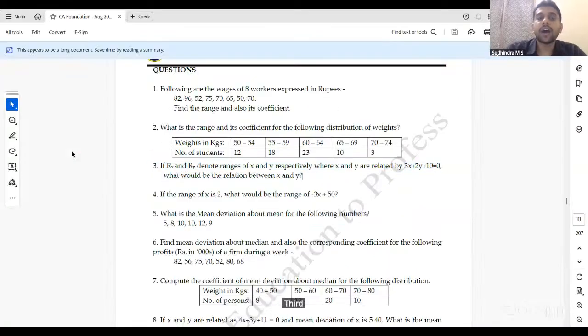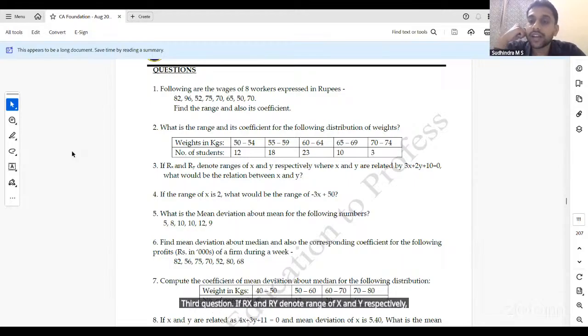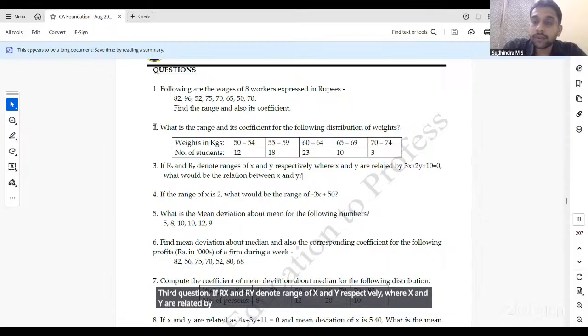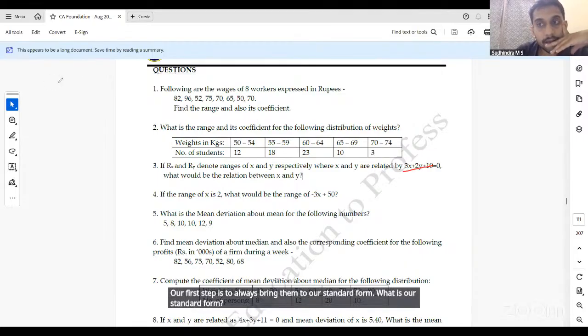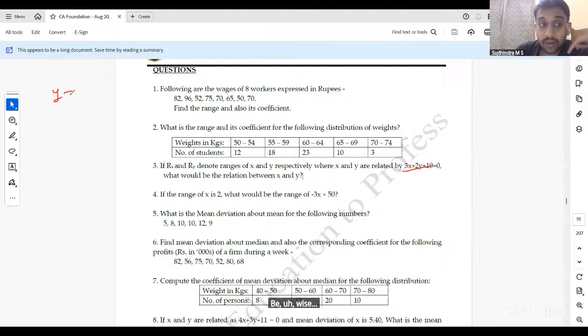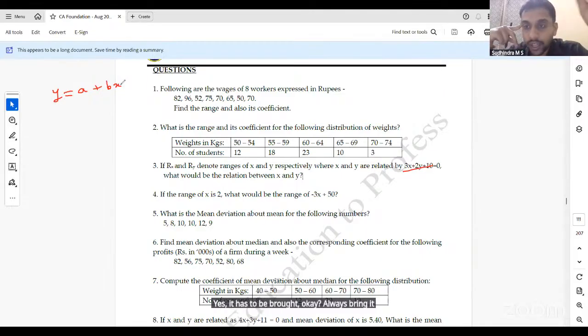Third question. If Rx and Ry denote range of x and y respectively, where x and y are related by 3x plus 2y plus 10 equals 0, what would be the relation between x and y? Whenever we have been given such kind of a question with an equation, our first step is to always bring it to our standard form, y equals a plus b into x, so that we don't go wrong.